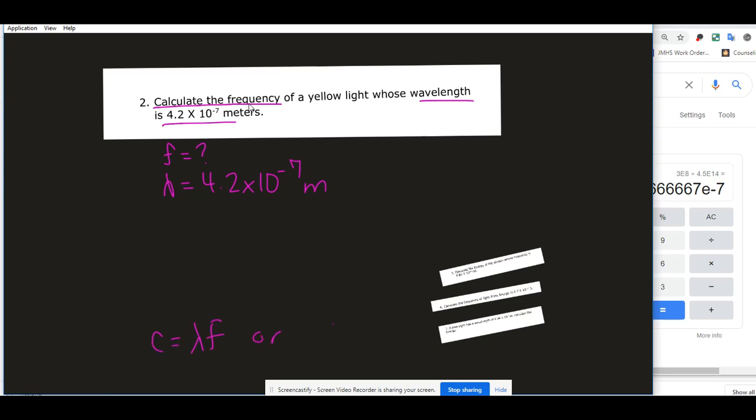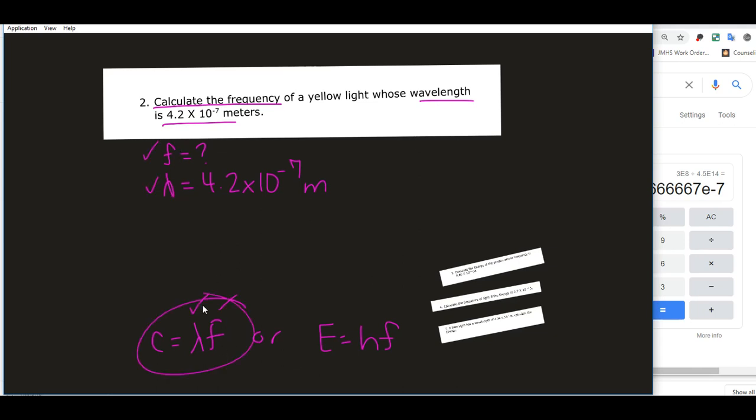And we got to figure out again what is going to be the best formula for us to use. So looking here, we have C is equal to lambda F, and we have E is equal to HF. So looking at what we're given, we have a lambda and we have an F. So that means that this is going to be our best formula to use again. So we're going to set ourselves up. Then we're going to do our little thinking work because we want to solve for frequency this time.